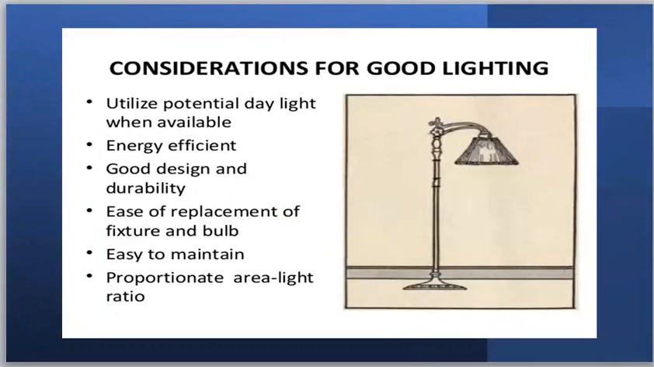Now let us see what are the considerations for good lighting. Utilize potential daylight when available, that's natural sunlight. It should be energy efficient so that we are able to control the finances also. Good design and durability. Ease of replacement of the fixtures and the bulb. Easy to maintain. Proportionate according to the area and the light ratio.